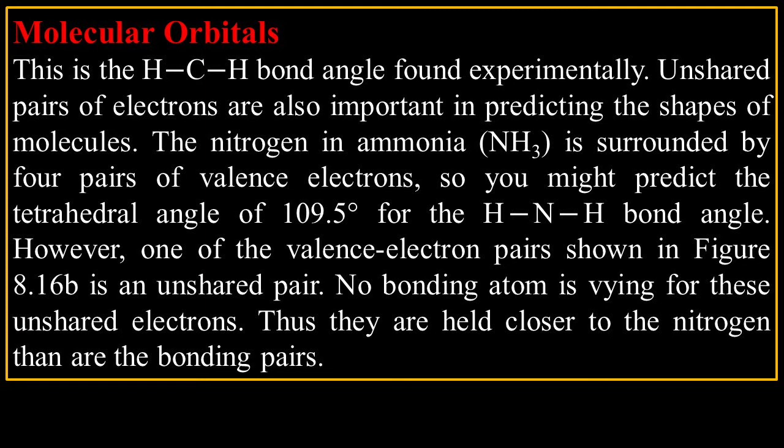Unshared pairs of electrons are also important in predicting the shapes of molecules. The nitrogen in ammonia is surrounded by 4 pairs of valence electrons. So you might predict the tetrahedral angle of 109.5 for the H-N-H bond angle. However, one of the valence electron pairs shown in figure 8.16b is an unshared pair.